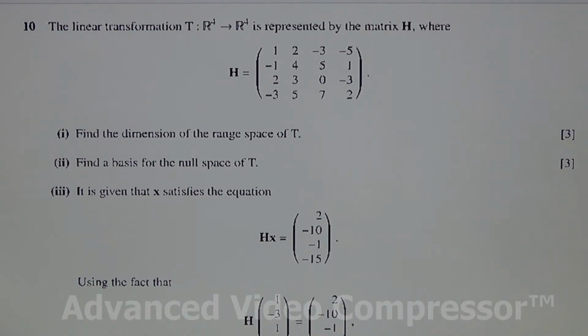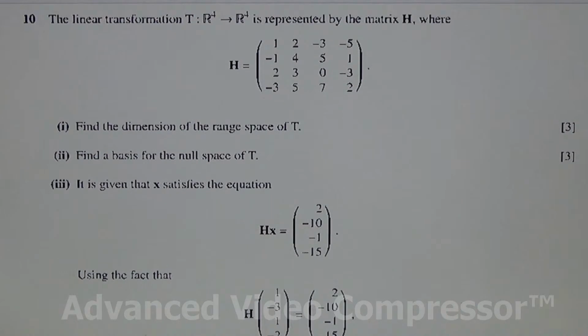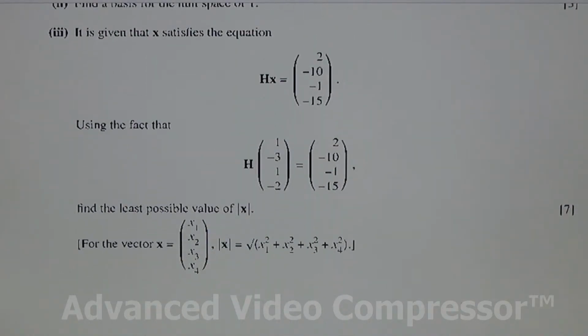Anyway, transformation T. Find, for the second part, a basis for the null space of T. And for the third part, it's given that x satisfies the equation Hx is equal to (2, -10, -1, -15), using the fact that H times (1, -3, 1, -2) is equal to (2, -10, -1, -15). Find the least possible value of the modulus of the vector x.